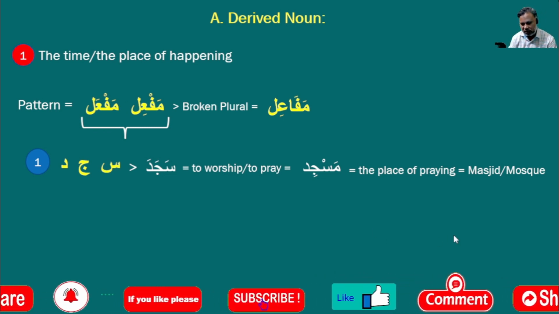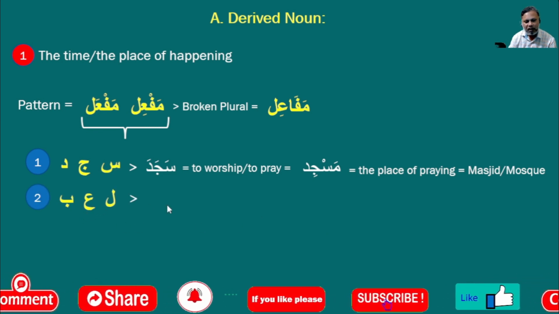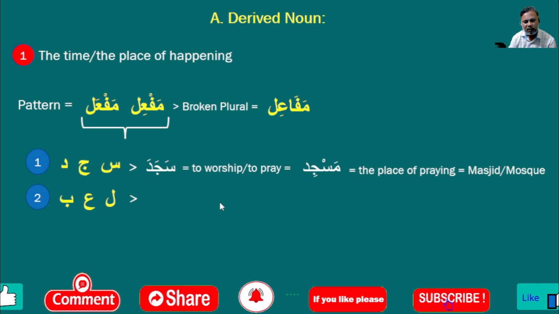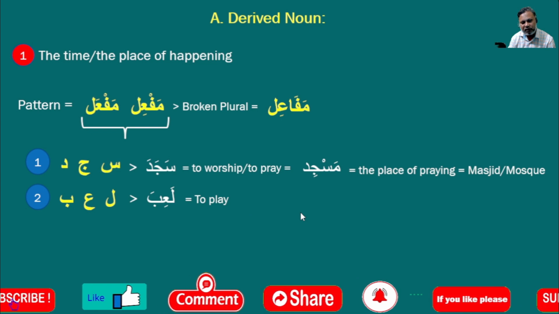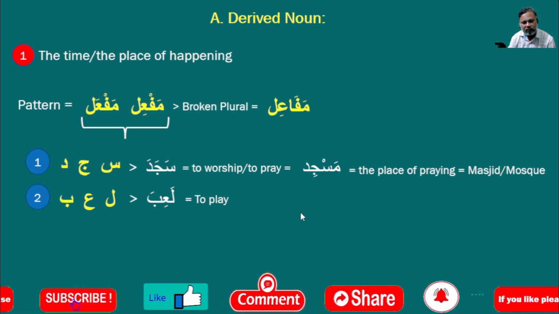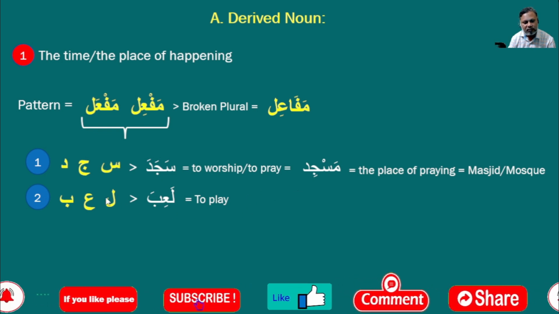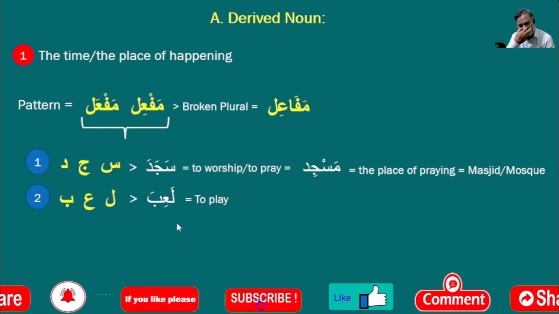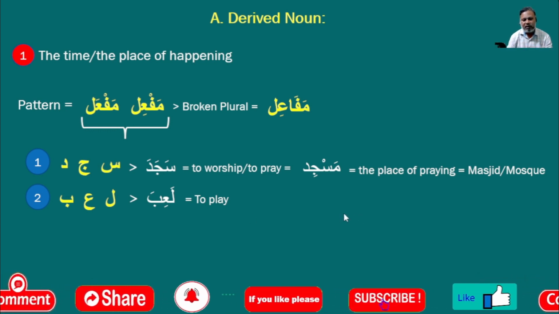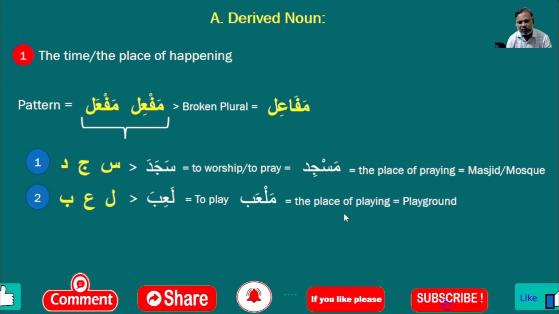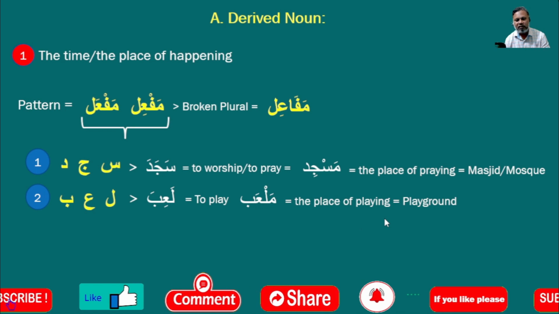It means mosque. And lam, ain, and ba, for these three root letters we can have la'iba. La'iba means to play. And we can have a noun from these three root letters where someone or some people can play, the place of playing. So we can have mal'abun. Mal'abun means the place of playing or the playground.